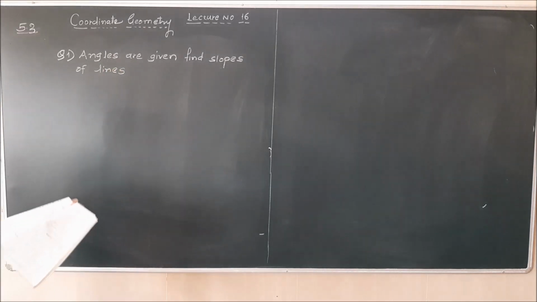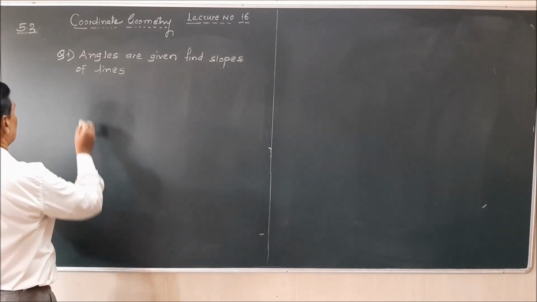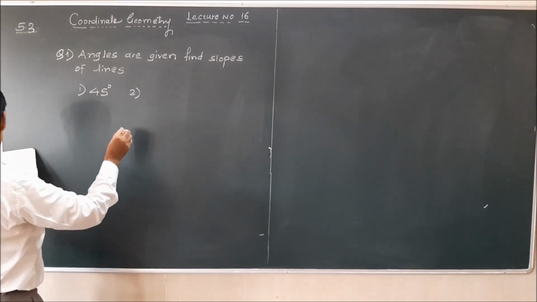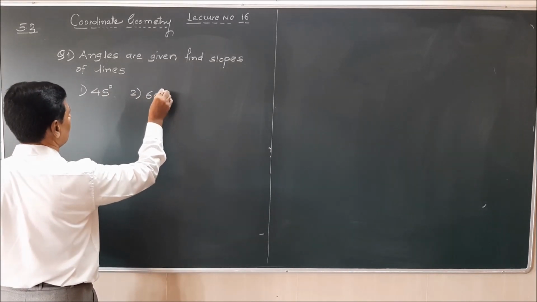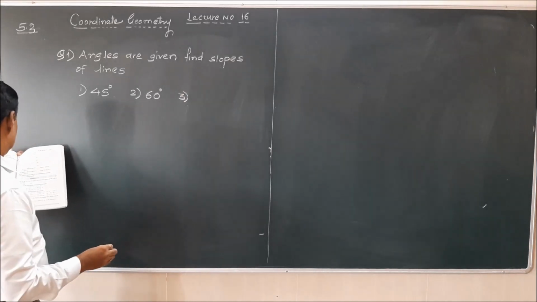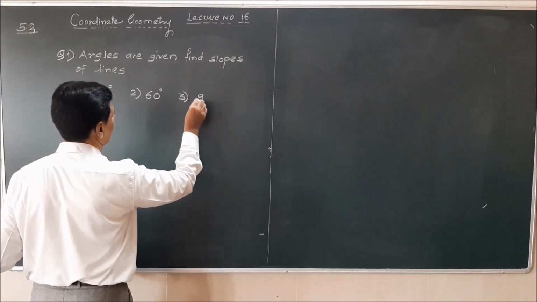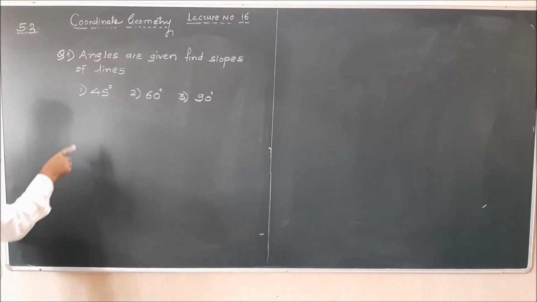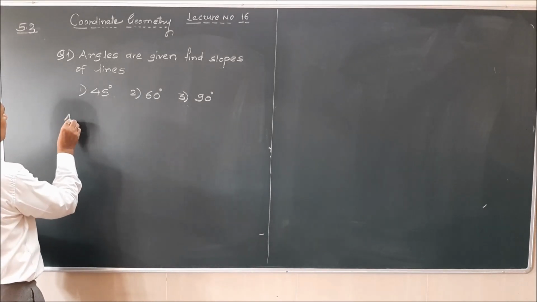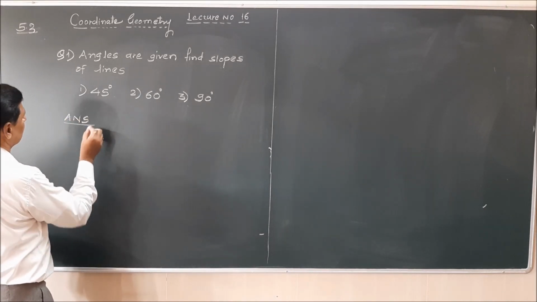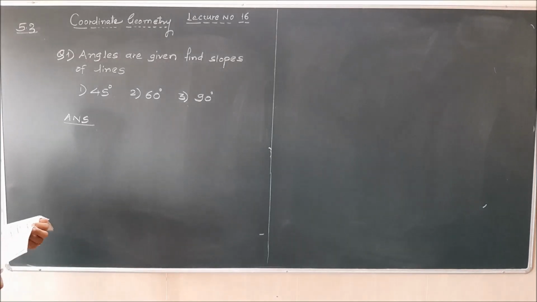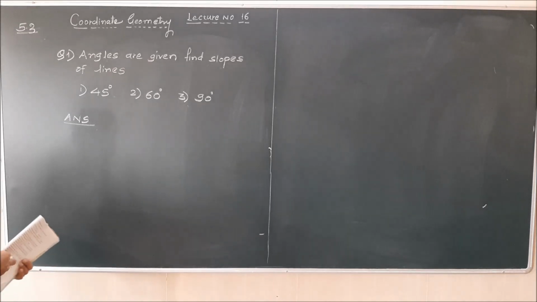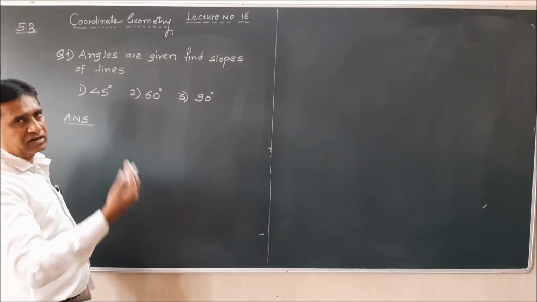So let's see here. Angles are given first of all. First one is 45 degrees, second one is 60 degrees, and third one is 90. So you must know the values of tan 45. Slope is also equal to the angle made by the line in the positive direction of x-axis.